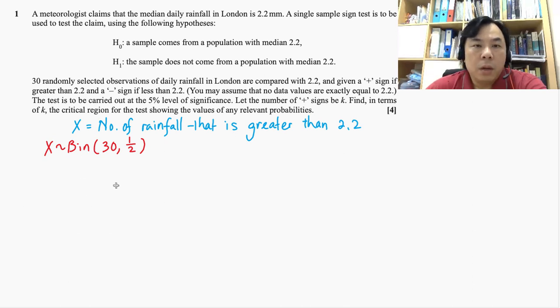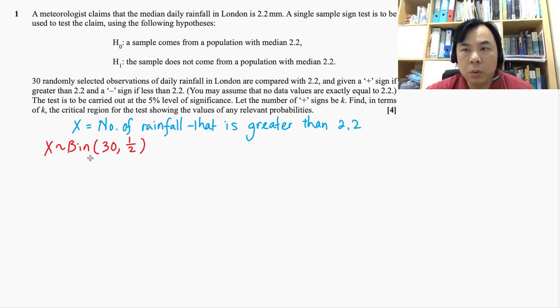So next we're going to identify whether we are performing a single tail test or a two tail test. In this case, because the alternative hypothesis states that the sample does not come from the population with median 2.2, it is a two tail test. Because it's a two tail test, we are trying to identify where the critical region or rejection region is by evaluating its critical values.